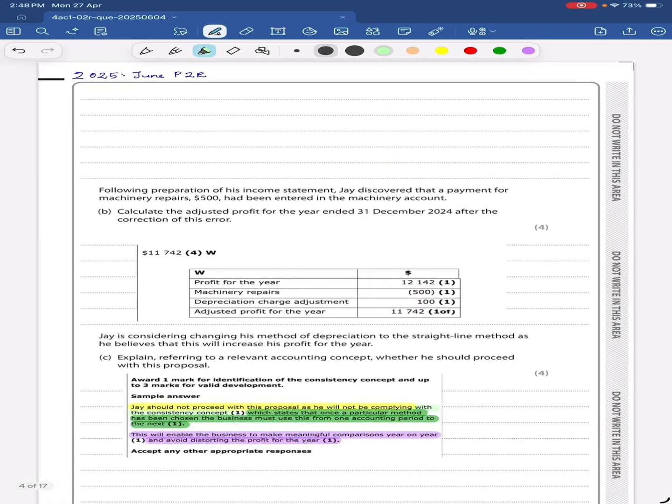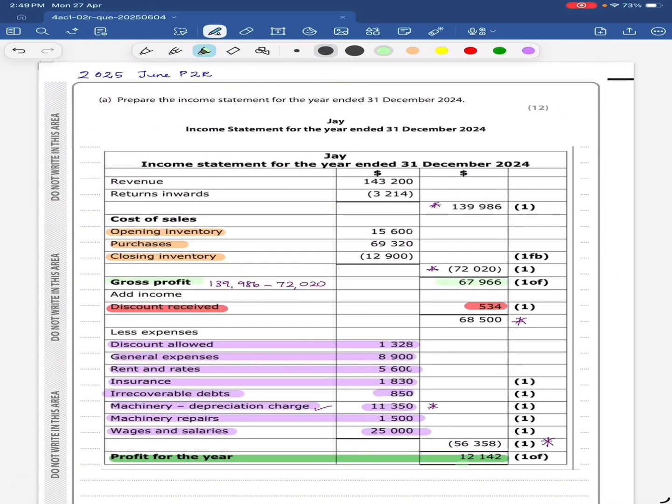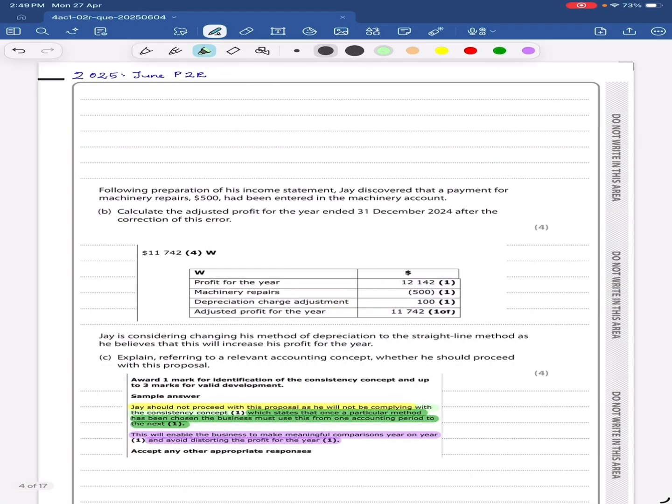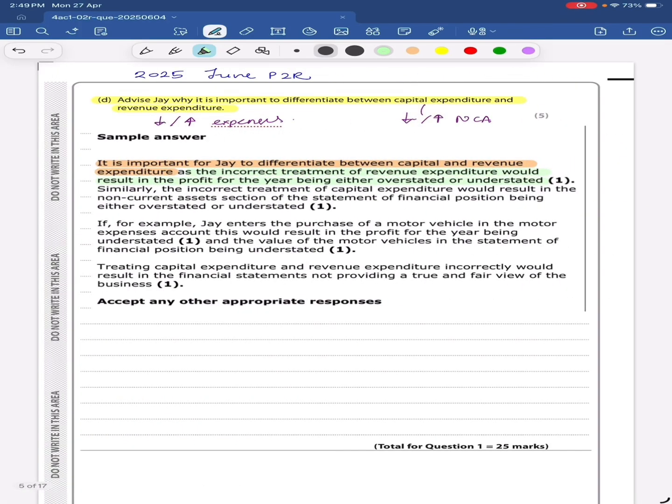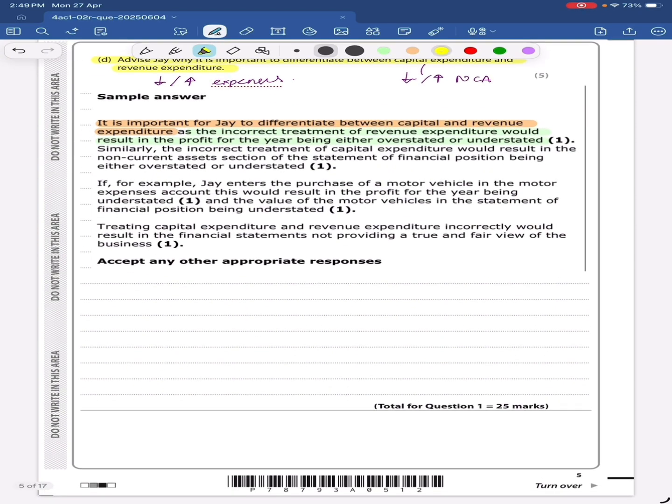As you can see in the previous example that we did, your profit for the year is 12,142 initially, and then later, after the adjustment because of the error, it became 11,742. So, the incorrect treatment of revenue expenditure would result in the profit for the year being either overstated or understated. Similarly, the incorrect treatment of capital expenditure would result in the non-current assets section. Where do we enter this? In the statement of financial position being either overstated or understated.